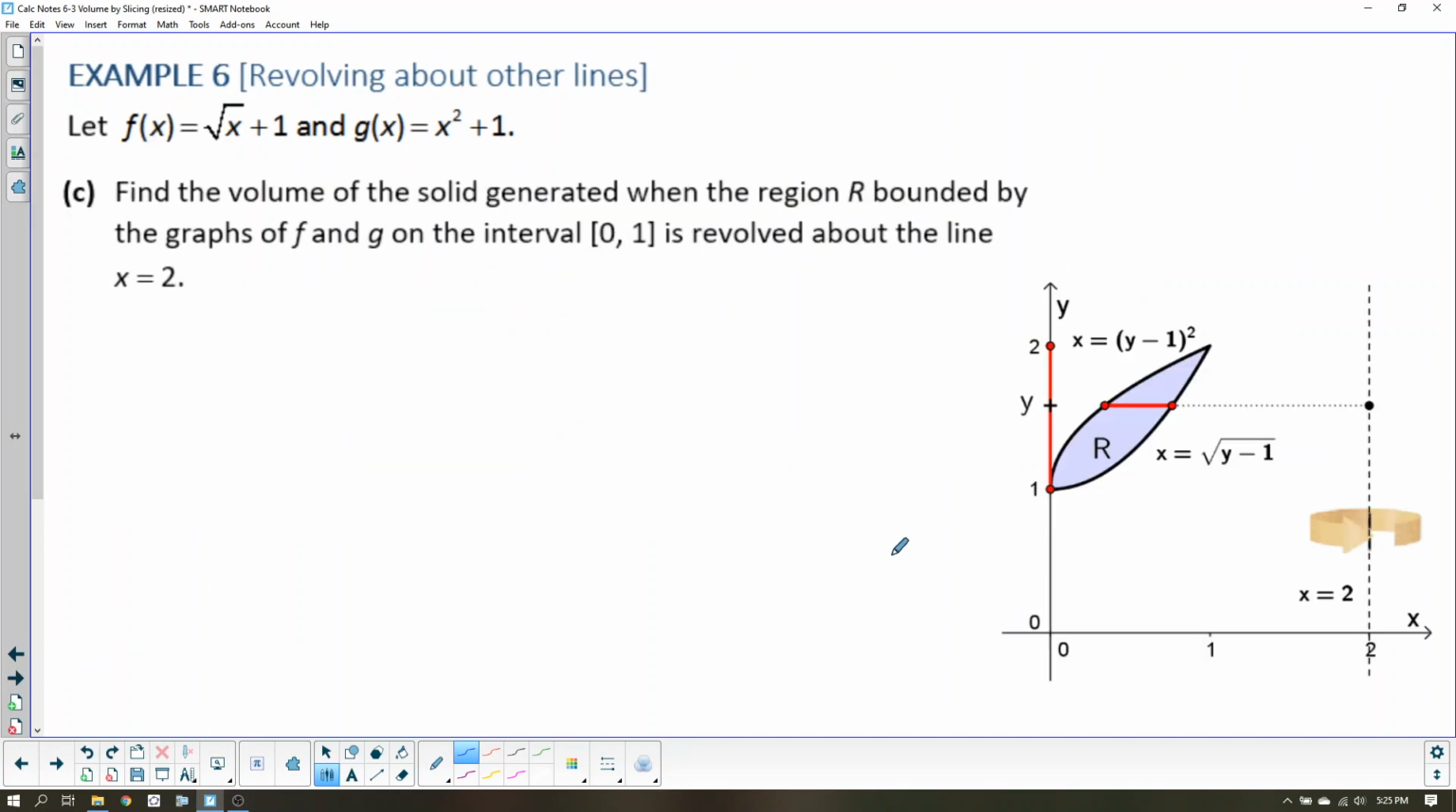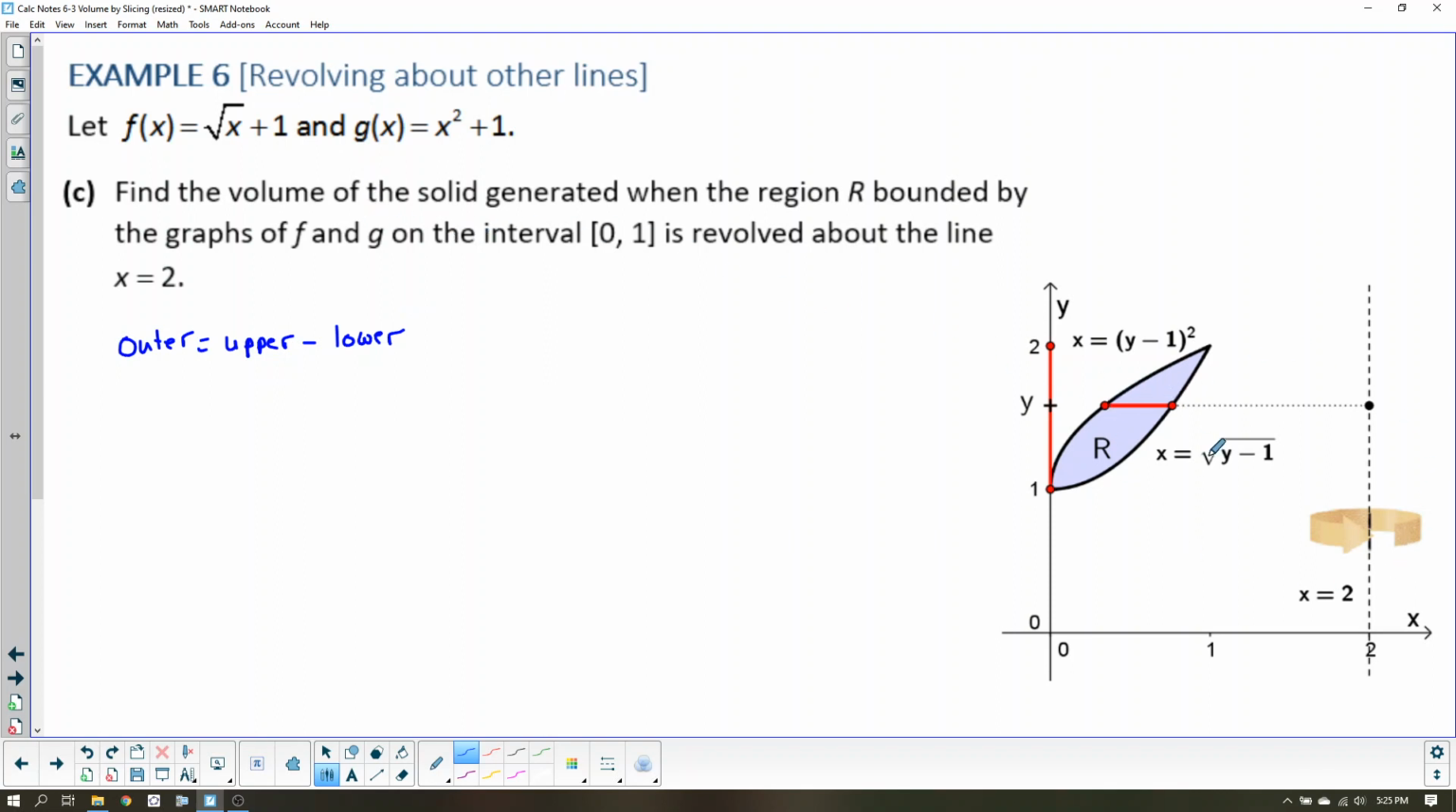All right, last example, same region as the previous one, but we're now going to rotate about the line x equals 2. So let's start by identifying the outer radius. So as with the previous, we can do upper minus lower. Now before we do this, I guess we should identify what we're integrating with respect to.